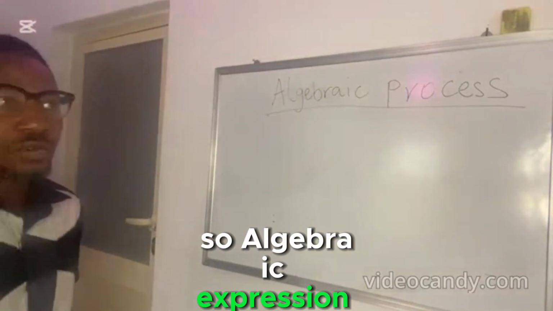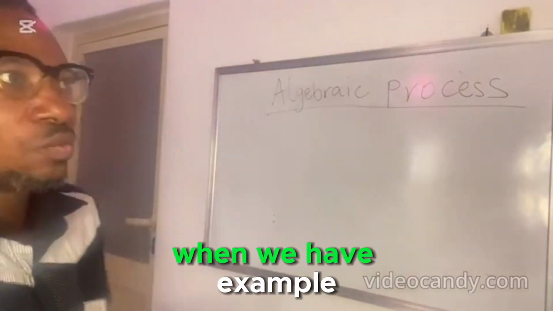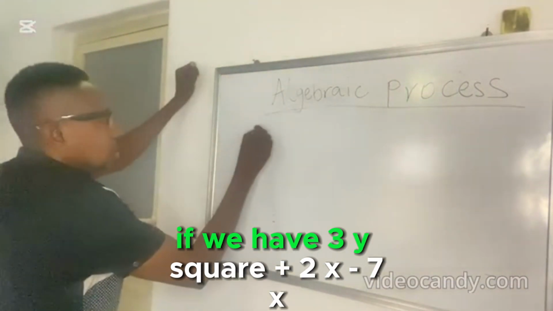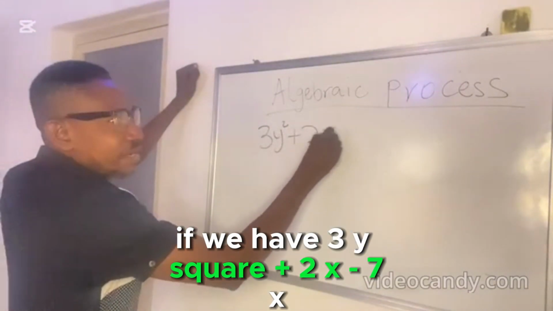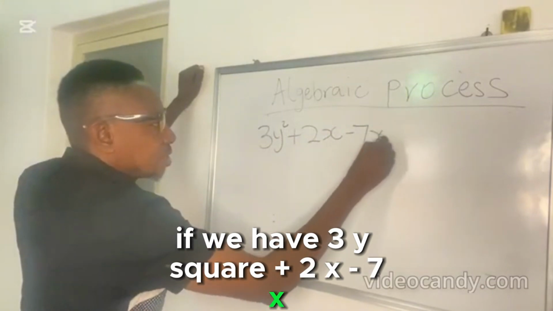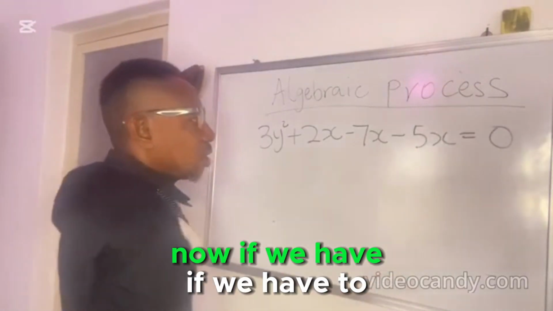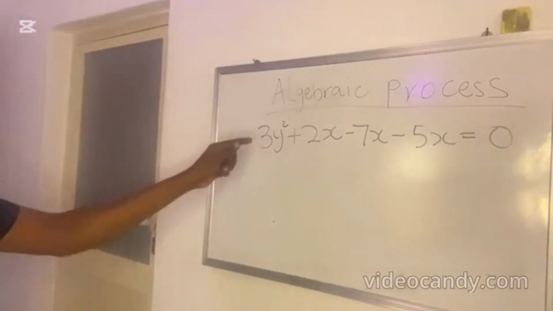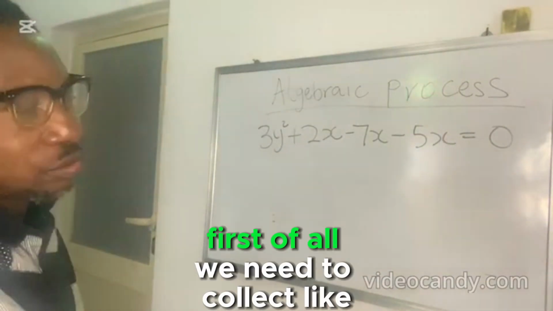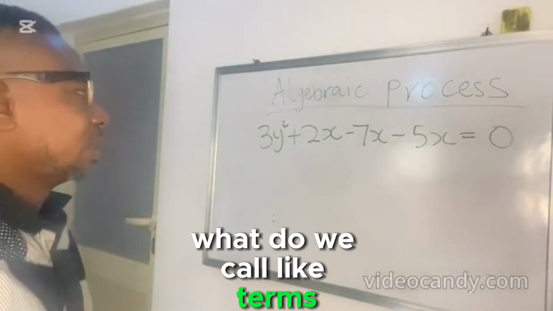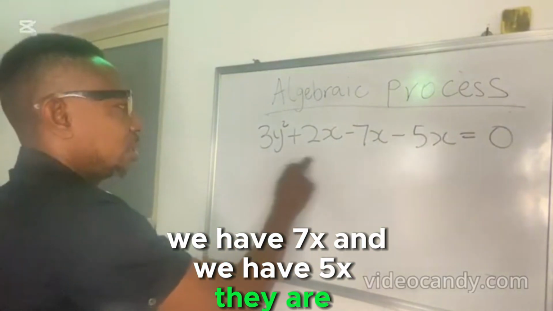So an algebraic expression may be simplified by combining what? Like terms. For example, if we have 3y squared plus 2x minus 7x minus 5x is equal to 0. Now, if we are to solve this kind of algebraic expression, what do we do? First of all, we need to collect like terms. What do you call like terms? The ones that are alike. We have 2x, we have 7x, and we have 5x. They are different from y.